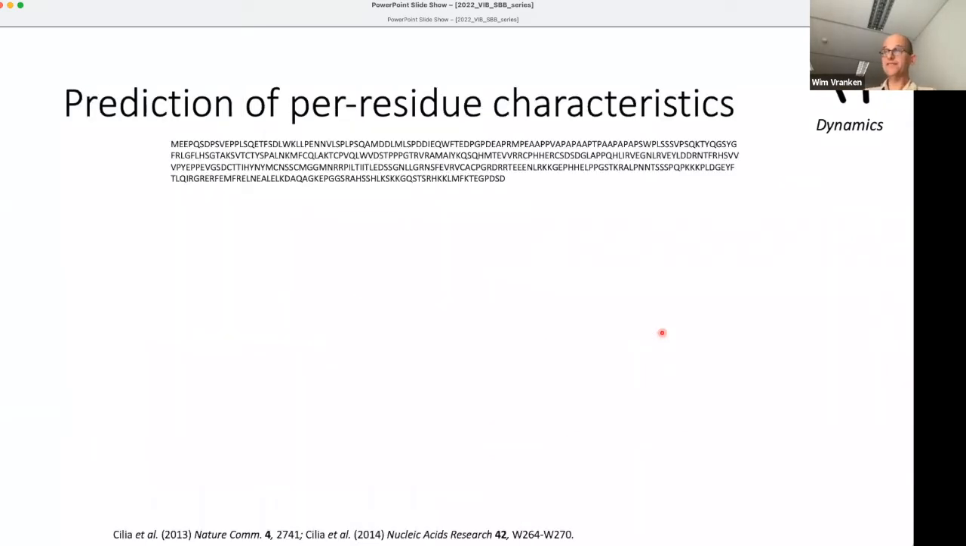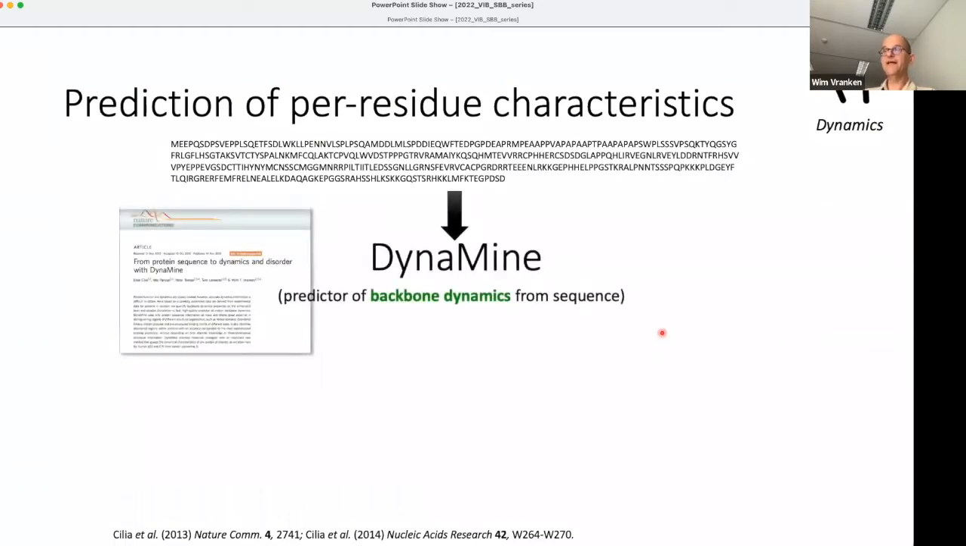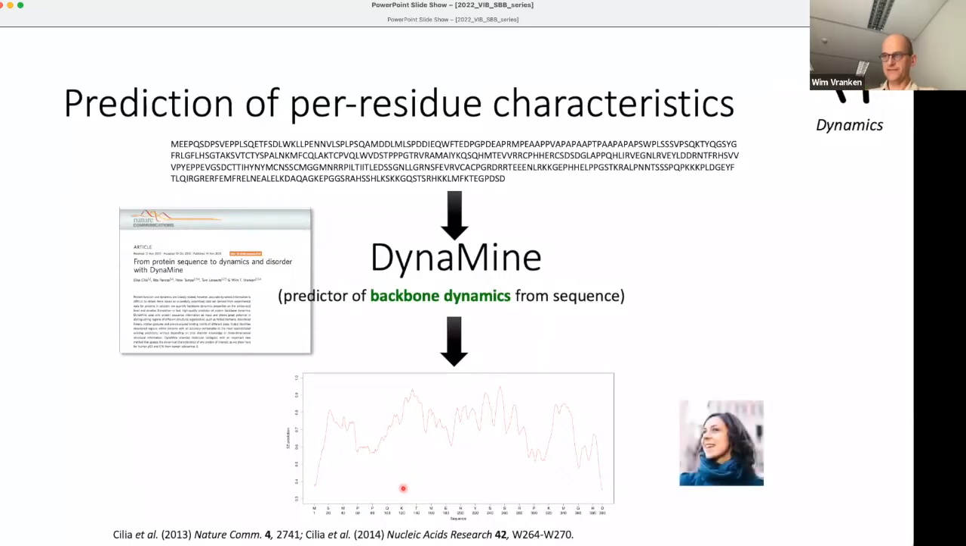We then developed this predictor. Again, I'm not going to get into the details here. Essentially, so Dynamine, where you have a sequence, you run this prediction, and then you get a profile for your sequence based on the machine learning, and it's very quick. This is your sequence, this is your prediction. High values mean rigid, low values mean flexible. That was developed with Elixir Cilia almost 10 years ago now as well. The web server is available. You can run predictions with this.